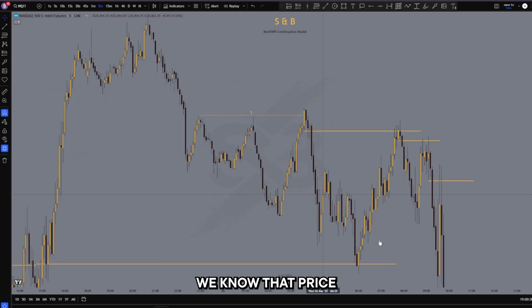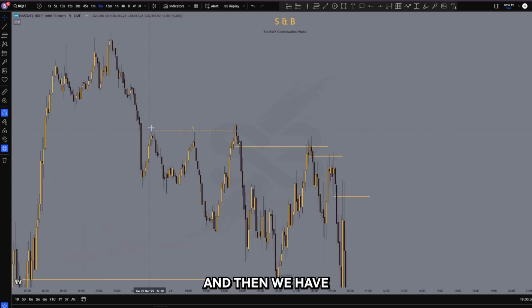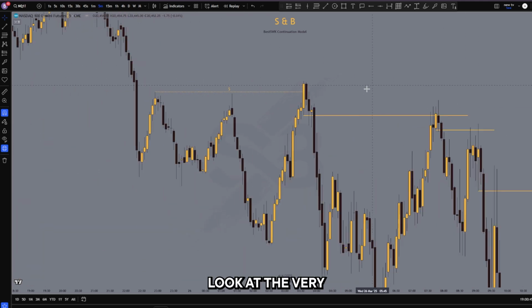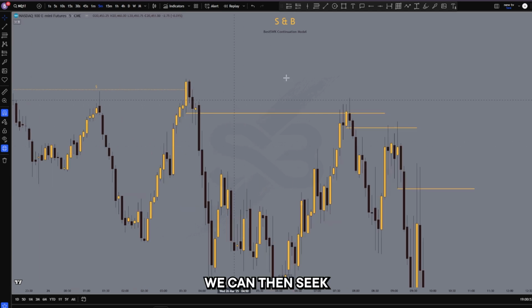We know that price is supposed to be going down as the trend has already started. We got CISDs here, right? And then we have the swing high, the first swing high that gets made after the CISDs. So you pair that with the equal highs. Once we run above that, we can look at the very, very highest up close candle to be our order block. Once we close below that and we make a CISD, we can then seek this high to be holding, and the order block can be our entry mechanism.